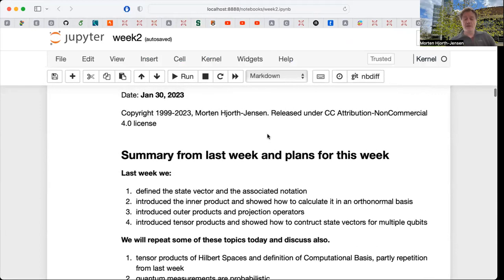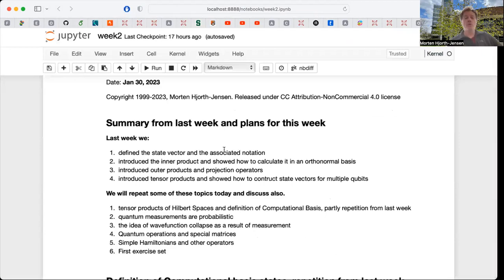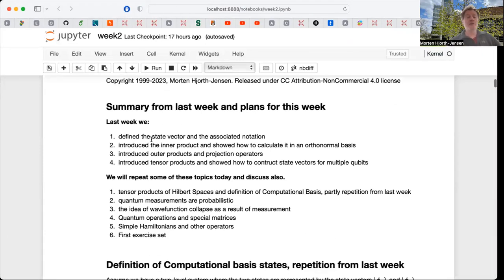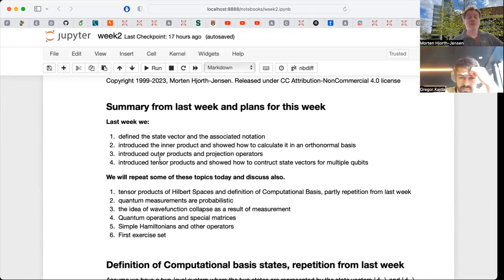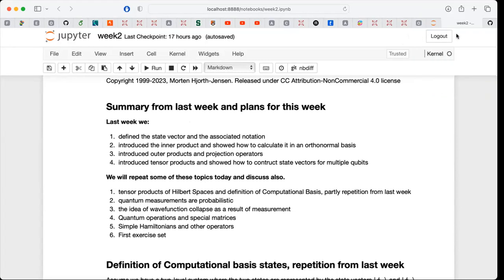So if you now look at the Jupyter notebook here, what we went through last week, you will typically find the summary from last week and plans for this week. So we went through the definition of a state vector, introduced inner products, outer products and projection operators, and then we also introduced some tensor products and showed how to construct state vectors for multiple qubits.